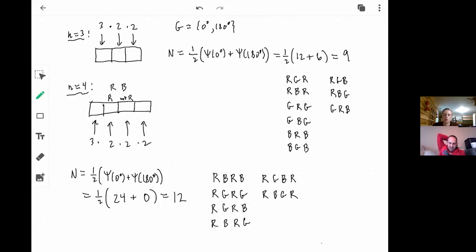Okay, so these ones right here are new. And let's kind of sort out what things I'm missing. So let's do green in the first slot and green in the third slot.